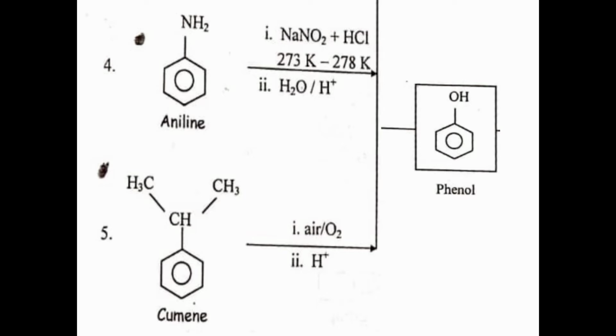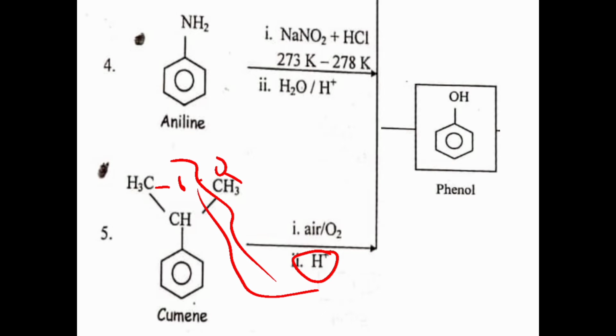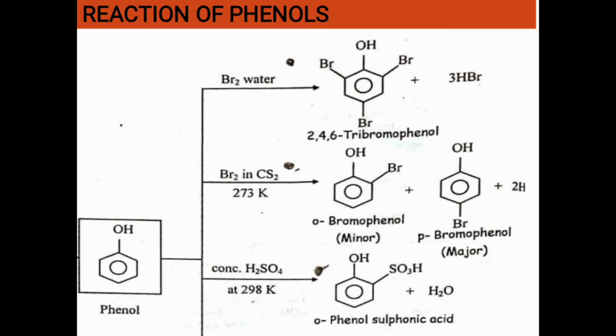But first it will give an intermediate, cumene hydroperoxide. This O2 will be between this O and O, something like this, and cumene hydroperoxide will be formed. Then this H+ ion will break this, and one of the byproducts is acetone, C double bond O, and another product is phenol.